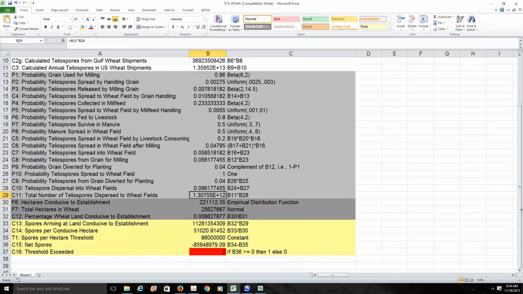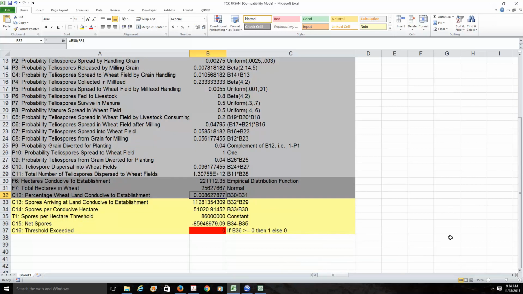The dark gray estimates the percentage of China's wheat land that would be conducive to establishment. Here you see it is less than 1% of all China's wheat land would have the life requisites for TCK to become established. And that would include things like 6 months of snow cover and certain soil requirements, rainfall requirements, and that sort of thing.